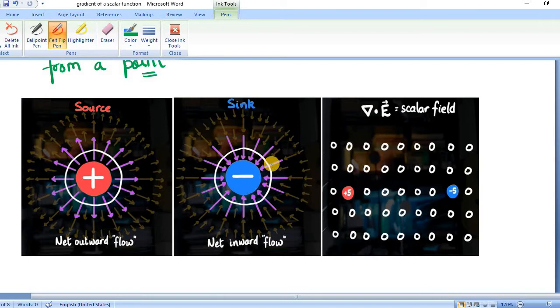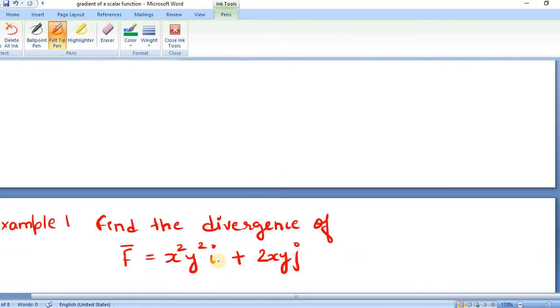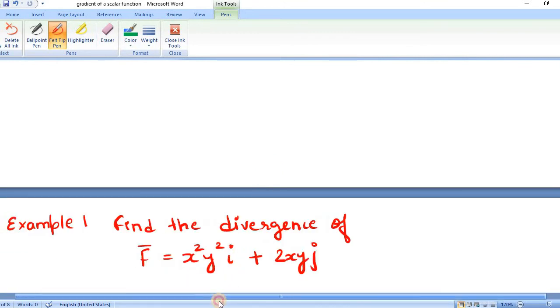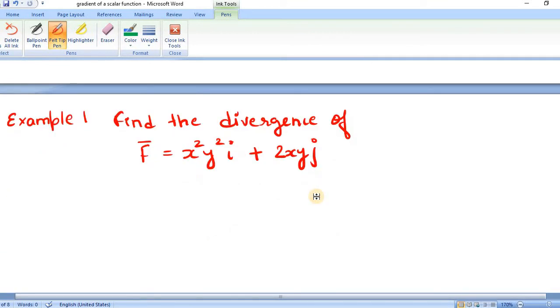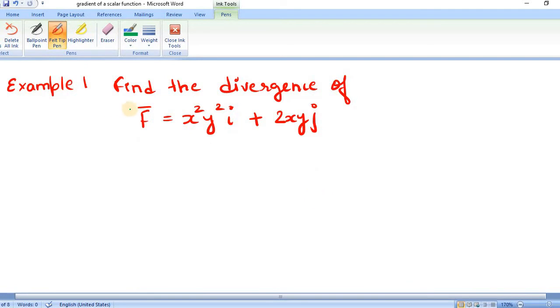Now let us see some examples based on the divergence. So we will see this example number 1. Find the divergence of the given vector f, which is x squared y squared i plus 2xy j. So it's a two-dimensional vector.